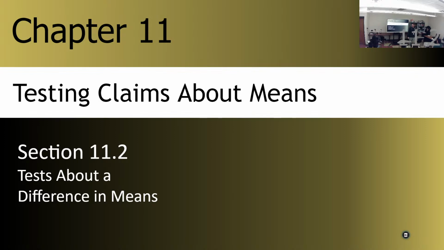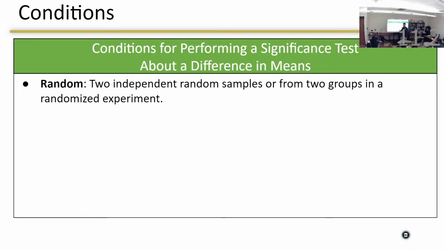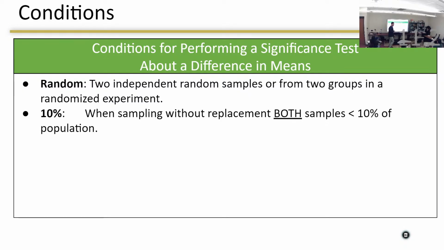The first thing I'll jump into is the conditions, because I think we've worn those out enough now that I think we know what these conditions are, except we do have two samples. So the conditions are just ever so slightly different. We got to make sure that we have two independent random samples. Both samples need to be less than 10% of the population.